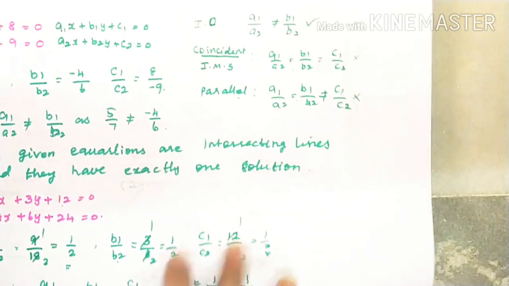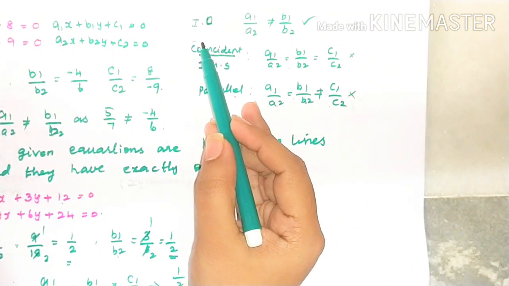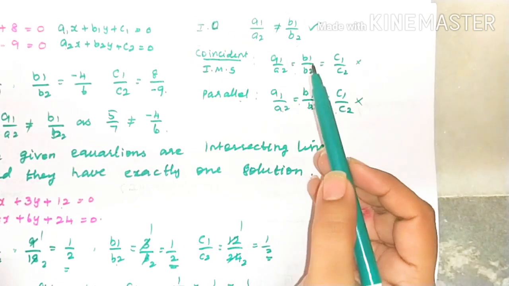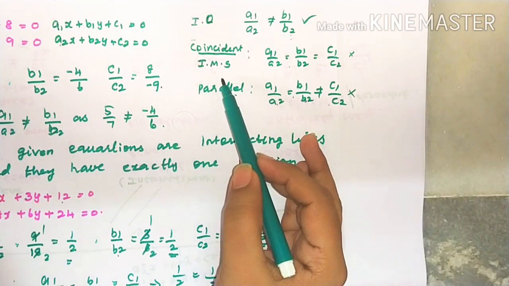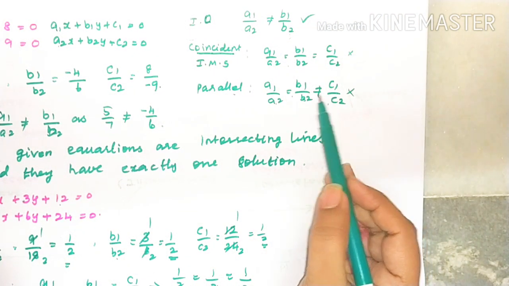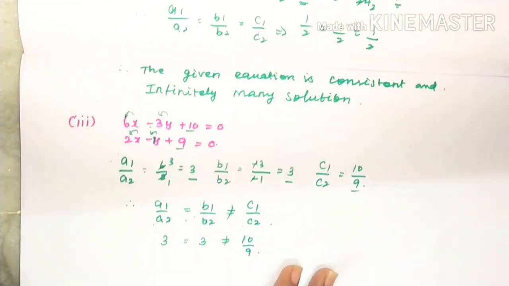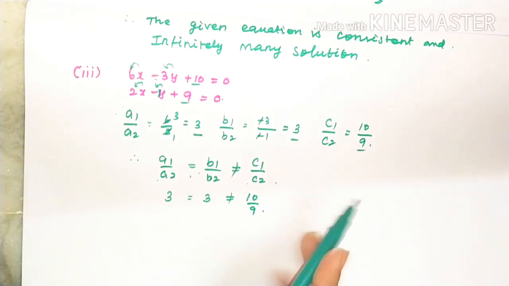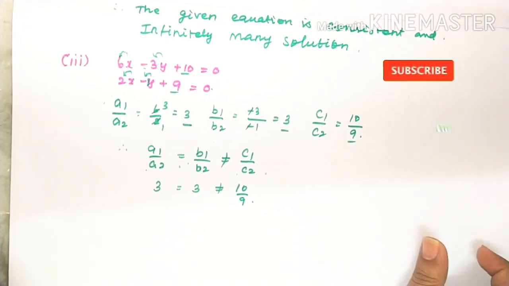Already I taught you the conditions here. These three conditions: if the ratios are not equal, the lines intersect at one point. If all are equal, the lines are coincident, with infinitely many solutions. If the first two coefficient ratios are equal and the third constant ratio is not equal, then we can say that it is parallel. So this is what they have given. The first two are equal and the third one is not equal. Therefore, the given pair of linear equations has no solution.